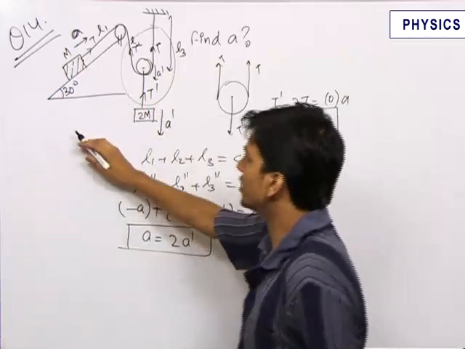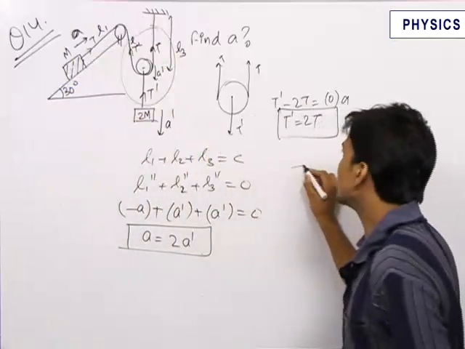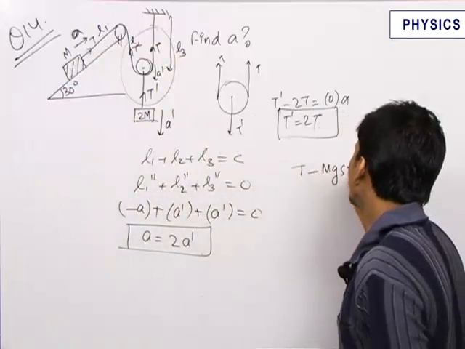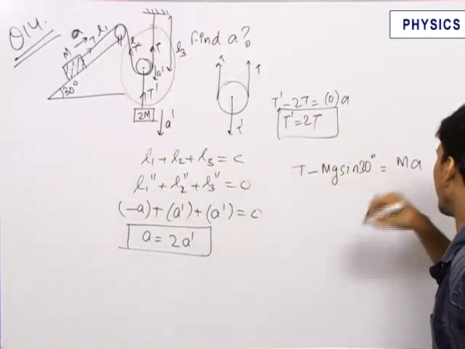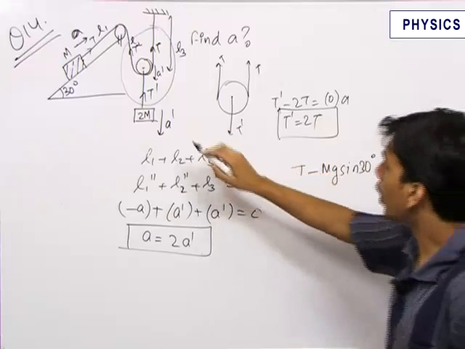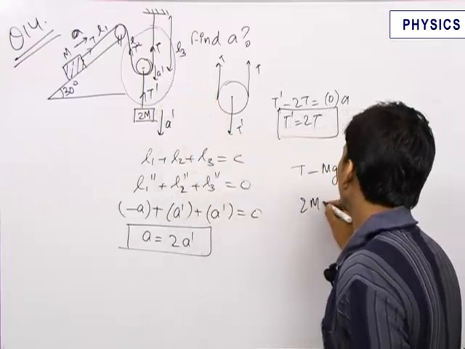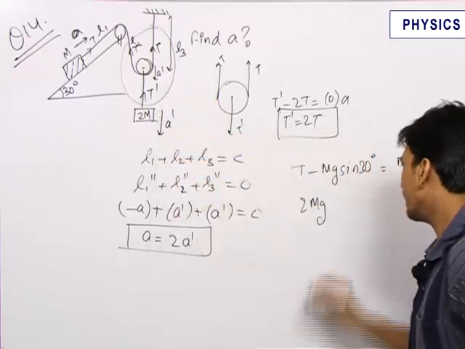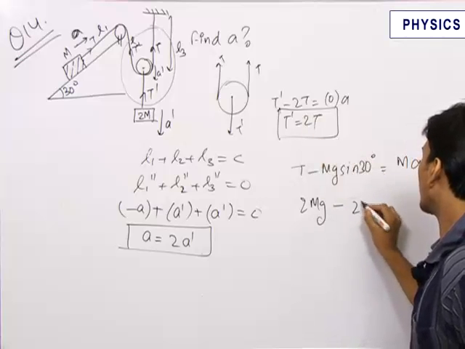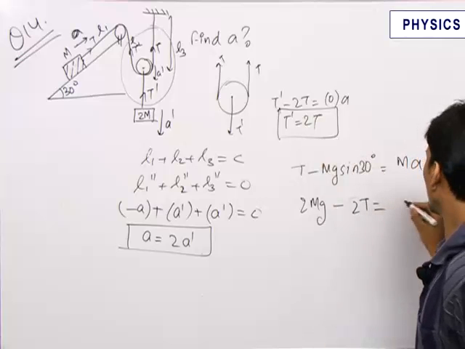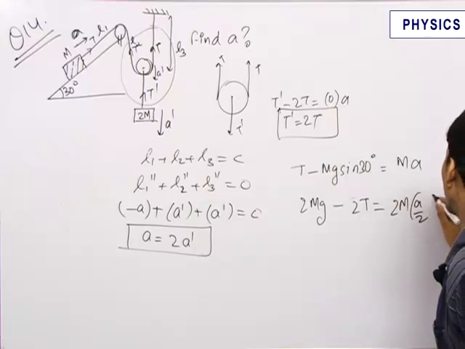Now we write the equation for this block along the incline. That gives us T minus mg sine theta, that is mg sine 30 degrees, is equal to m into A. Now by applying the equation on this block in vertical direction, we get 2mg, that is the gravitational force on this object, minus T dash, that is equal to 2T, is equal to 2m into A dash. A dash is equal to A by 2.